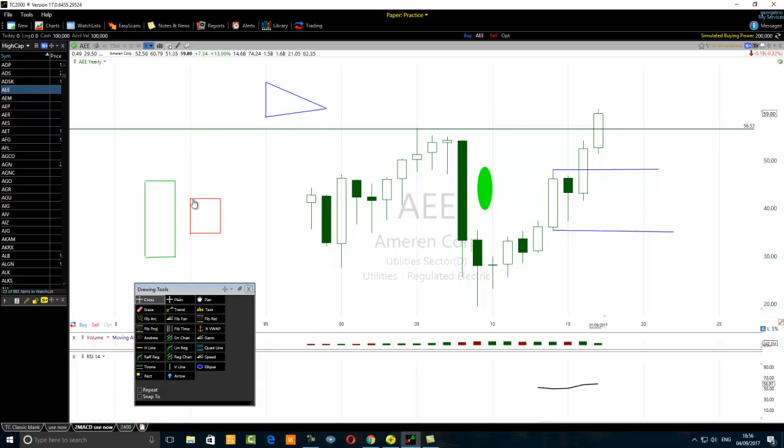So any bullish chart pattern or bullish signal above the inside bar is a high probability trading setup, like we have the same scenario for the triangle. Any bearish chart pattern or bearish signal below the inside bar is a high probability bearish trading signal.